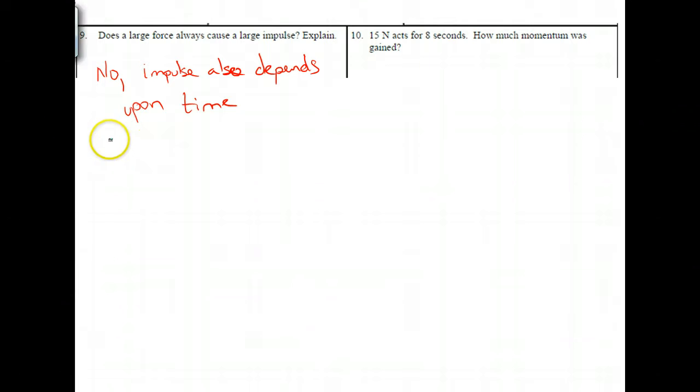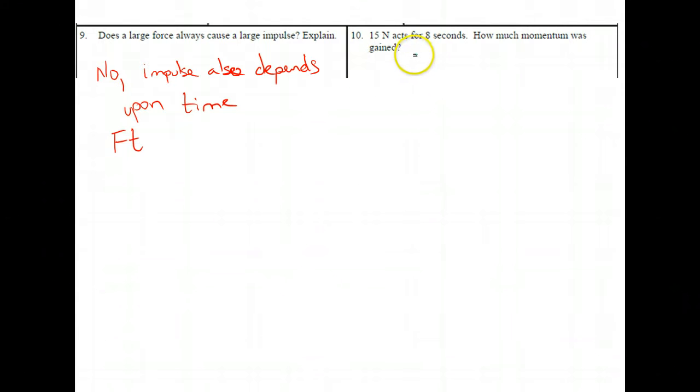You just have to remember impulse is force multiplied by time. So if you have a large force on something, but it only acts on that object for a small amount of time, like 0.00001 seconds, there's not much of an impulse on it because it acted for such a small amount of time. So time's also a factor.